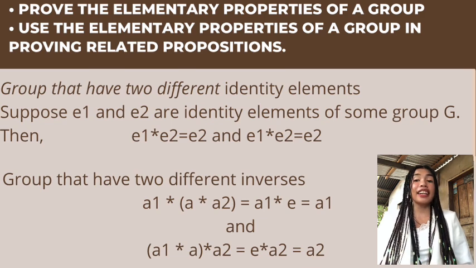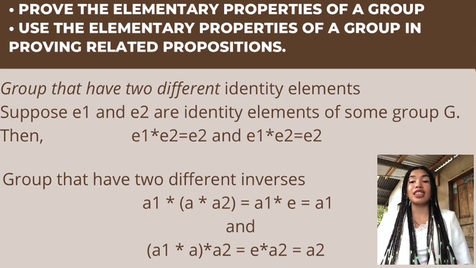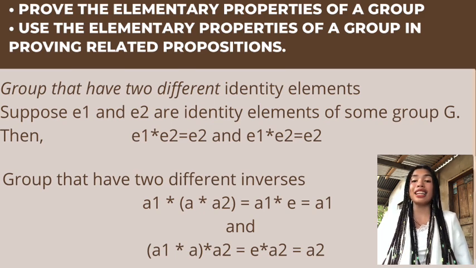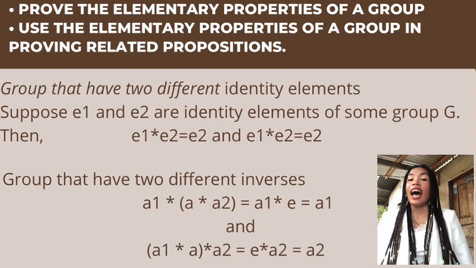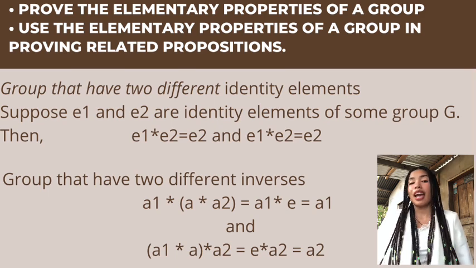Another one: can an element A in a group have two different inverses? Well, if A1 and A2 are both inverses of A, then A1 times (A times A2) is equal to A1 times E, which is equal to A1. And (A1 times A) times A2 is equal to E times A2, which is equal to A2.